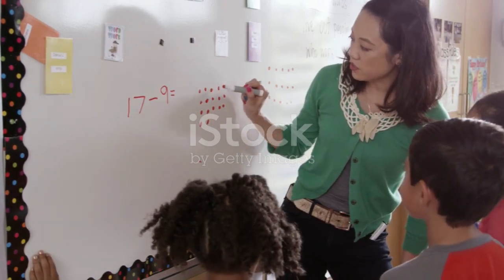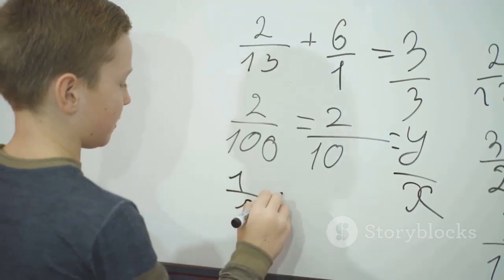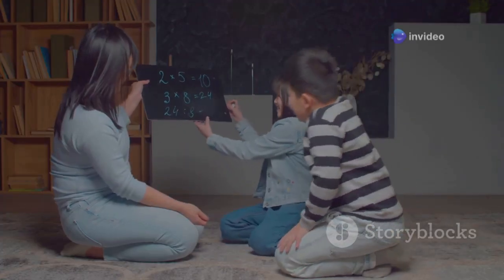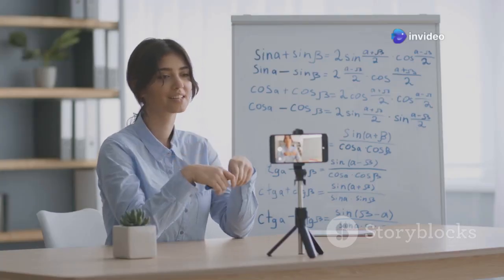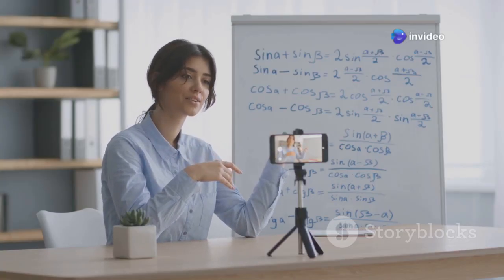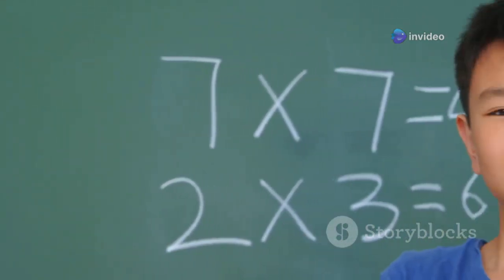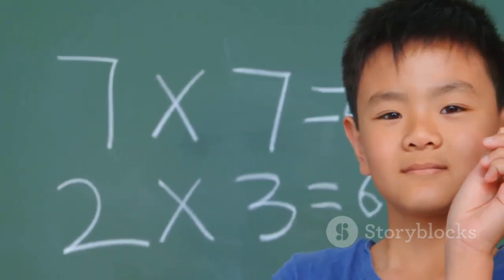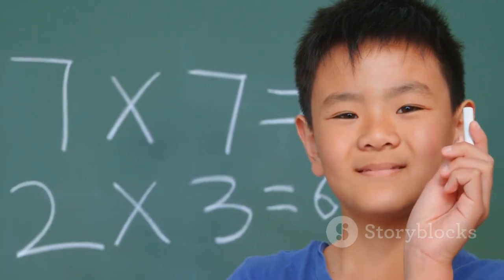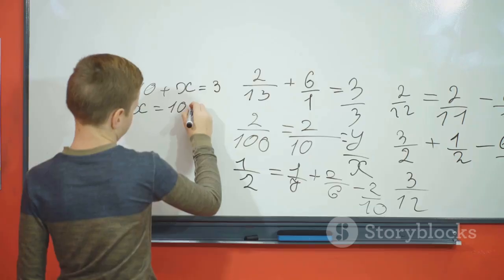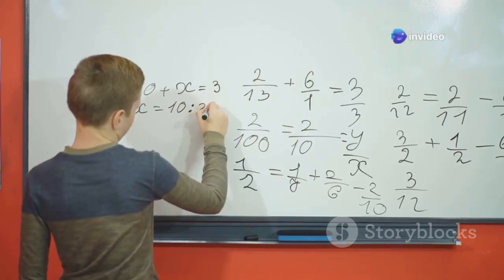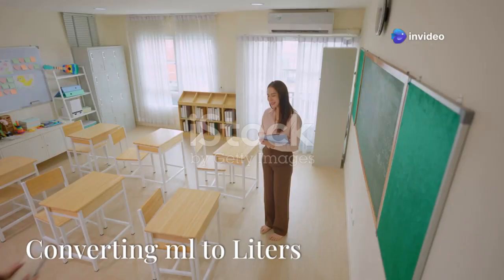Adding fractions is a breeze once we have a common denominator. Let's add 1/4 and 3/8. First, we find the least common denominator of 4 and 8, which is 8. To get a denominator of 8 for 1/4, we multiply both the numerator and denominator by 2, resulting in 2/8. Now we can add the fractions. 2/8 plus 3/8 equals 5/8.